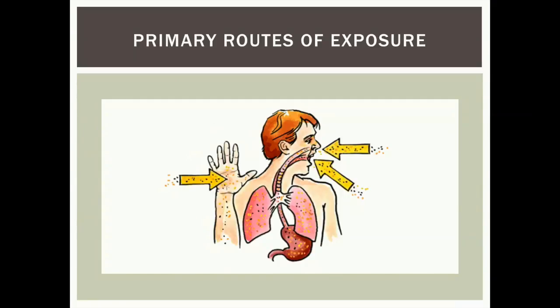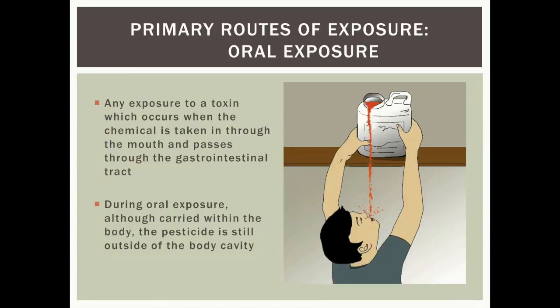Now let's cover the primary routes of exposure for toxins. The first primary route of exposure is oral exposure. Oral exposure is any exposure to a toxin which occurs when the chemical is taken in through the mouth and passes through the gastrointestinal tract.